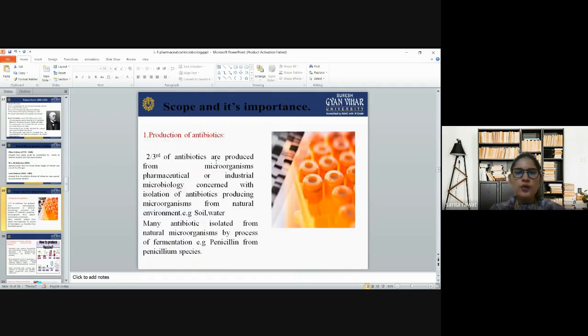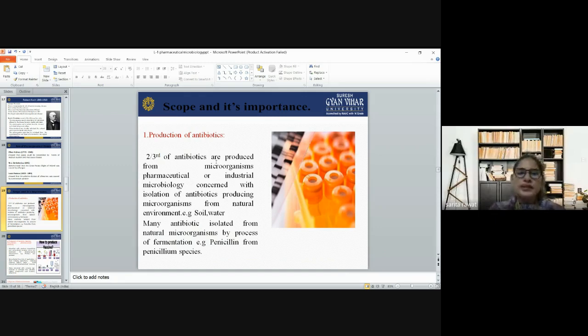Now, what is the scope of microbiology and what is the importance of microbiology in the pharmaceutical industry, or from the point of view of pharmacy?